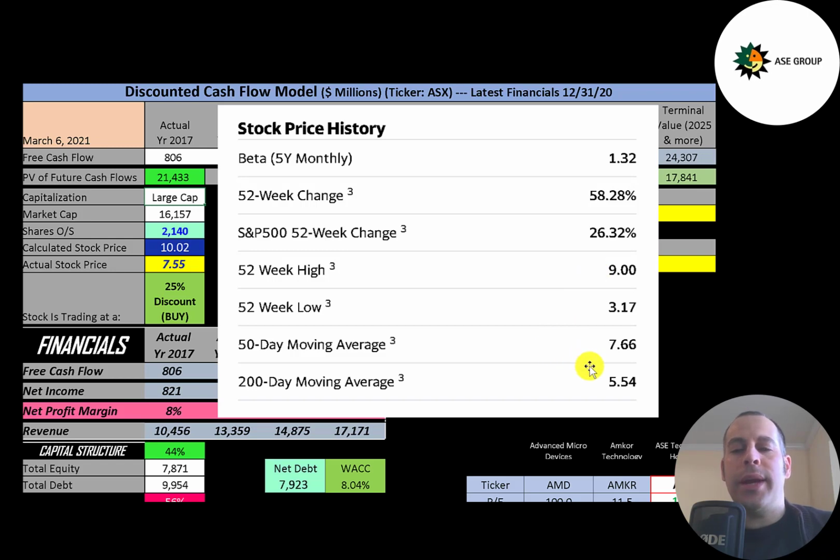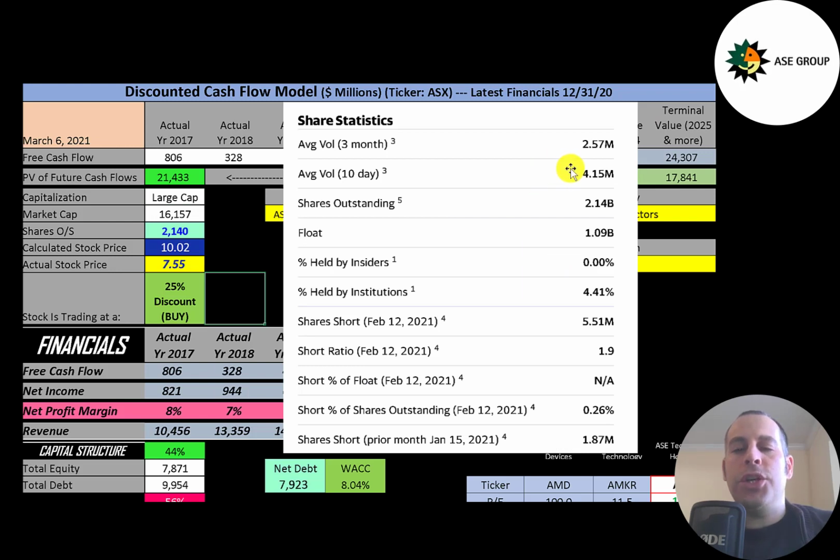The stock is trading above its 200-day moving average, but below its 50-day moving average. About 2.5 to 4 million shares are traded each day on this stock. Of the 2.1 billion shares outstanding, half of them are on float, 4% are held by institutions, and only 1/4% of the shares are shorted.